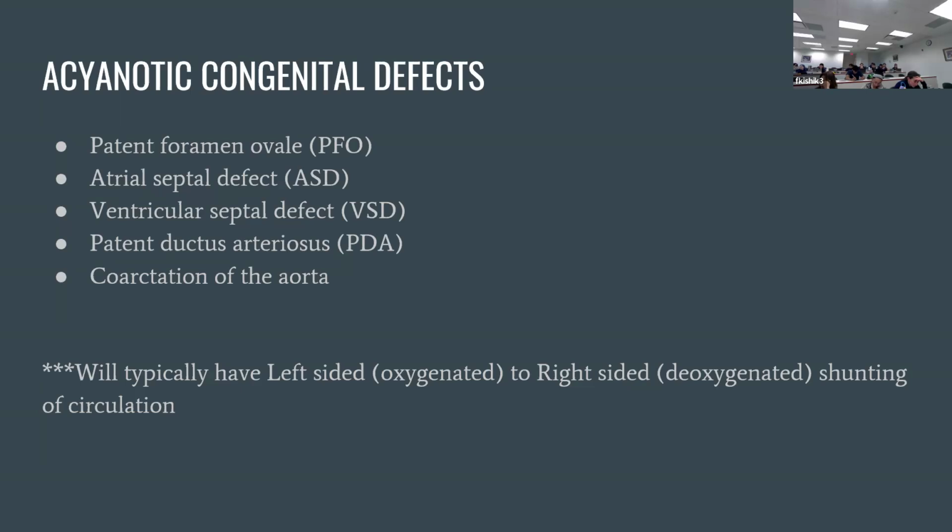Patent ductus arteriosus is when there's still that communication from the aorta into the pulmonary artery. And coarctation of the aorta, you guys have heard of that in peds before. That's when one part of the aorta is cinched and narrowed. These will typically have left-sided oxygenated blood to right-sided shunting of circulation. So that's why they're called acyanotic congenital lesions, because they don't cause cyanosis ever.